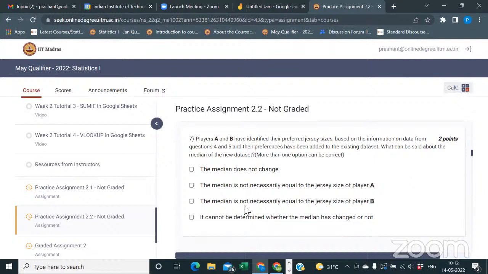Just listening to the conversation, it cannot be determined whether the median has changed. You can determine, since in this case two are added and it is on both sides. Okay, understood. Next one is Srutika.